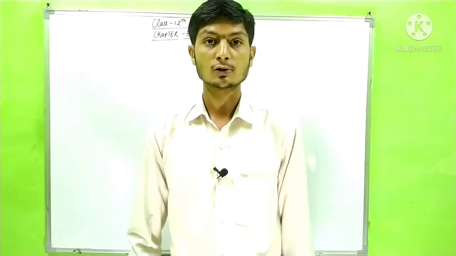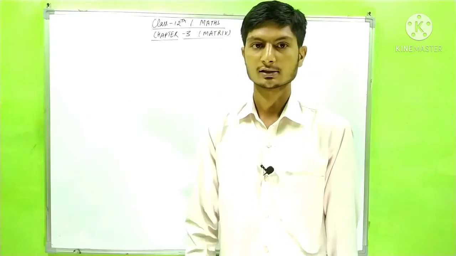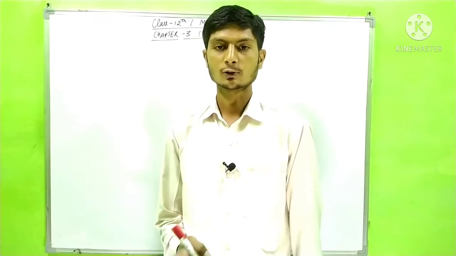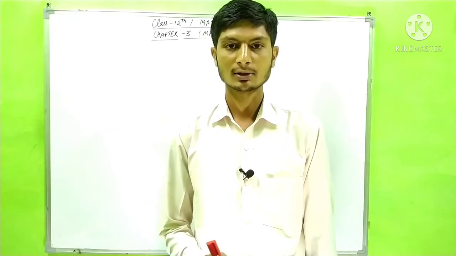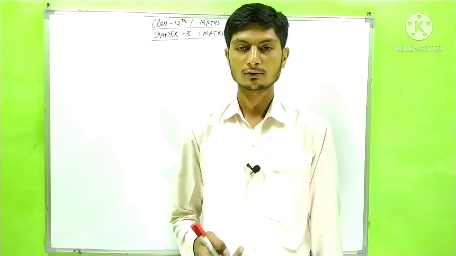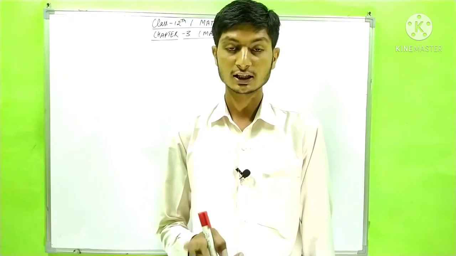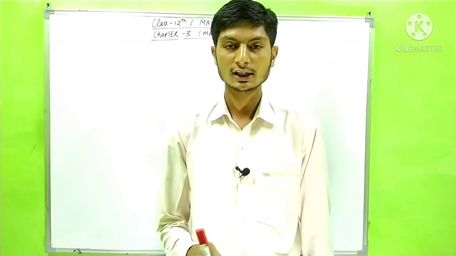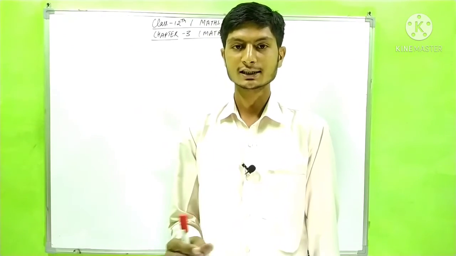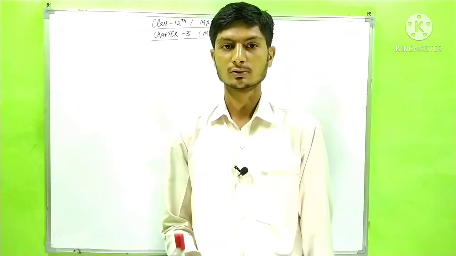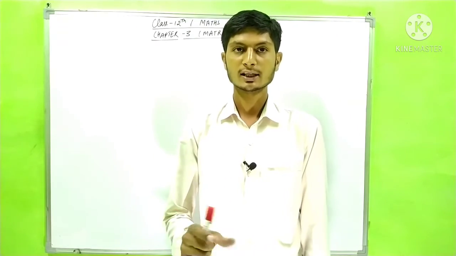Our next topic is equality of a matrix. Two matrices are said to be equal if they have the same number of elements, or we can say the same order, the same number of rows and the same number of columns, and each element has an equal value. Their corresponding elements are equal.